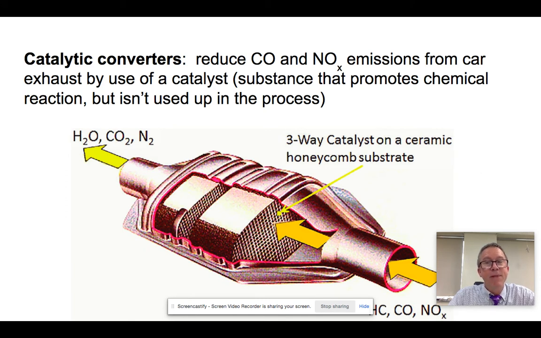Now, they don't work with diesel. And so diesel vehicles are big polluters because they tend to put a lot of sulfur dioxide in the air, as well as NOx.